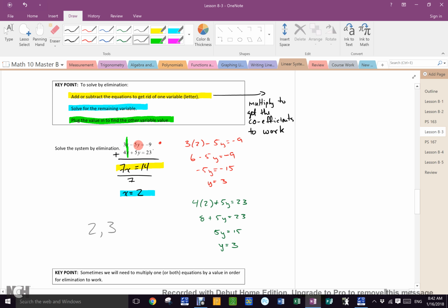3 times 2 is 6. 5 times Y is 15. Is 6 minus 15 negative 9? Yes. 4 times 2 is what? 5 times 3 is what? Is 8 plus 15 23? So did we do this right? Yes. Is everybody cool?